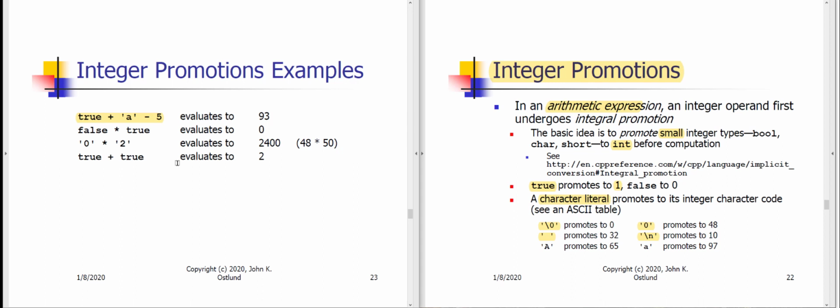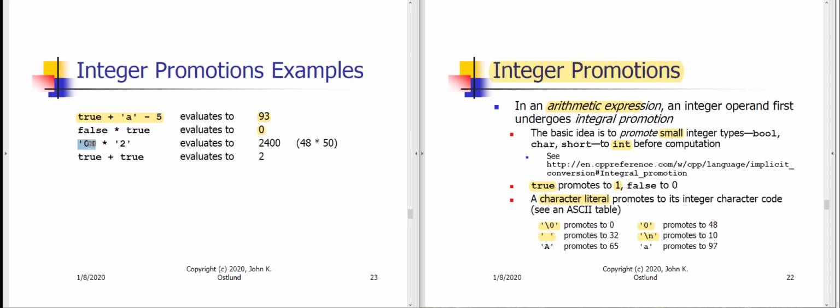First of all, the integral promotions occur first. So true is promoted to int 1. Little a is promoted to int 97. So we get 98, and then we subtract the int 5, and we end up with an int value of 93. All right? False times true, here we're doing multiplication involving two bool values. False is promoted to 0. True is promoted to 1. And of course, the product is an int value of 0.